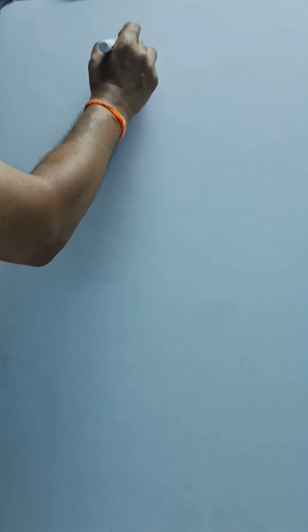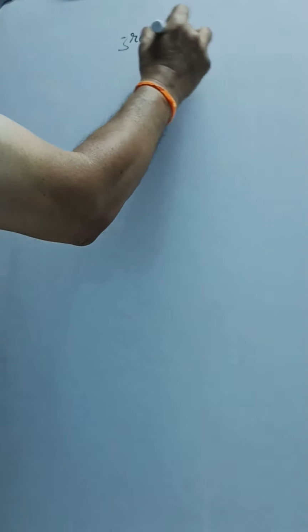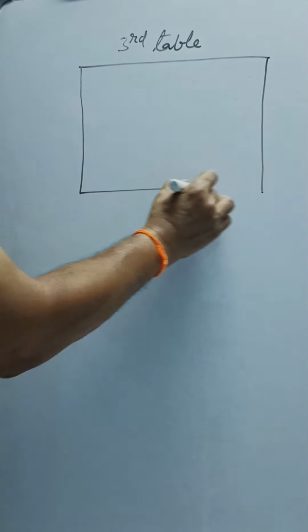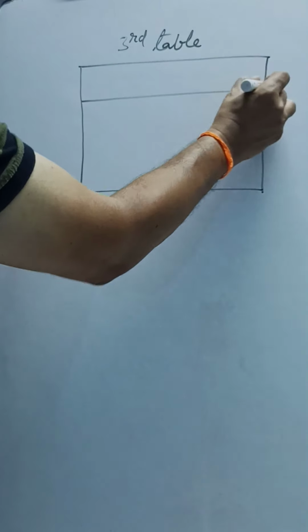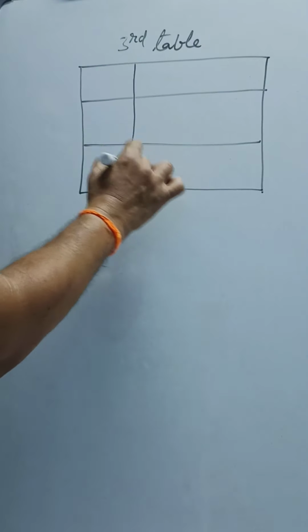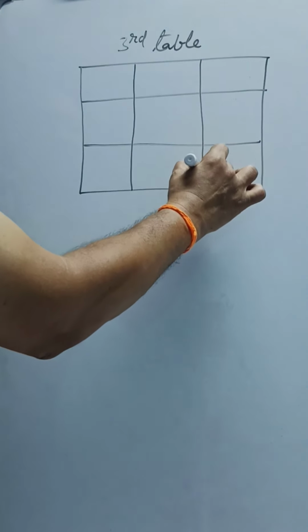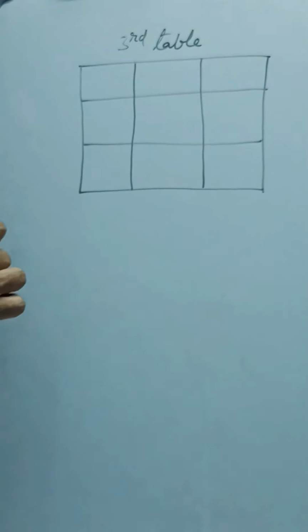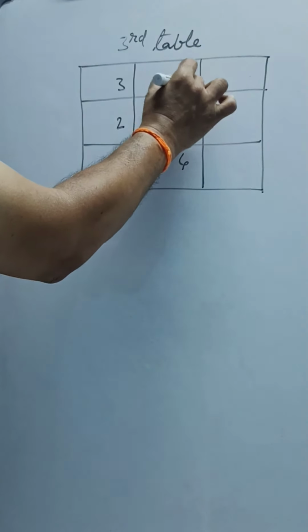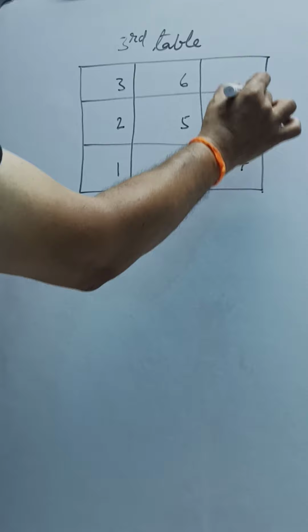Thank you. Now we will learn the third table. Draw a 3 by 3 box. First row, second row and third row. First column, second column and third column. Start from the bottom of the third column with 1, 2, 3, 4, 5, 6, 7, 8, 9.